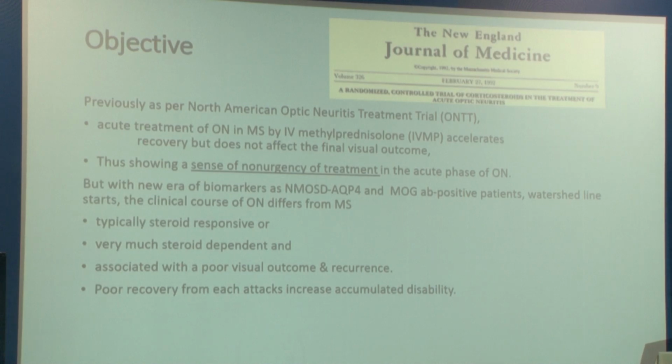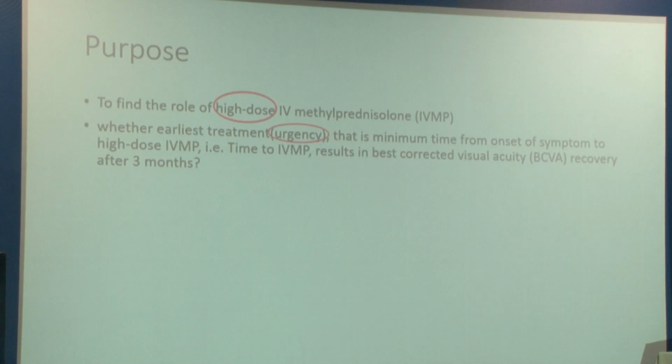The clinical course of optic neuritis differs from multiple sclerosis, typically steroid responsive, very much steroid dependent, associated with poor visual recovery, poor visual outcome and recurrences, and poor visual recovery from each attack increases the accumulative disability. The purpose of this study is to find out the role of high dose IV methylprednisolone and whether the earliest treatment, that is urgency, that is the minimum time from onset of symptoms to high dose IV methylprednisolone, results in the best corrected visual acuity recovery after 3 months.